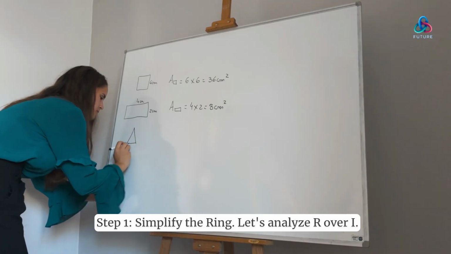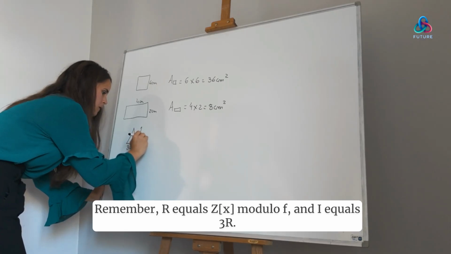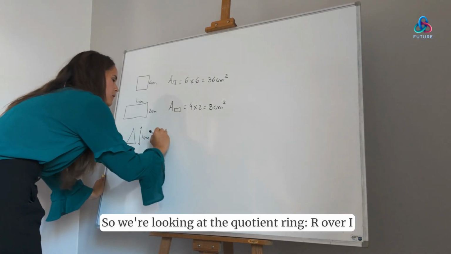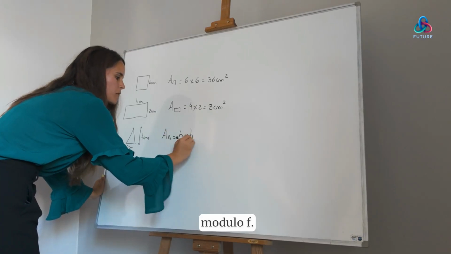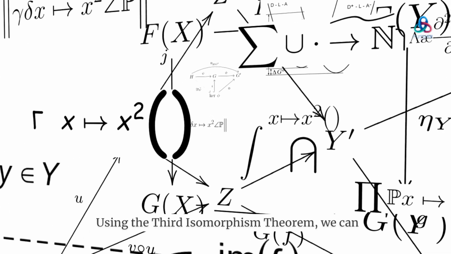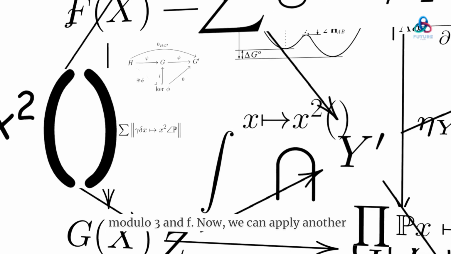Step 1. Simplify the ring. Let's analyze R over I. Remember, R equals Z[x] modulo f and I equals 3R. So we're looking at the quotient ring. R over I equals Z[x] modulo f, divided by 3 times Z[x] modulo f. Using the third isomorphism theorem, we can simplify this expression. It's isomorphic to Z[x] modulo (3, f).